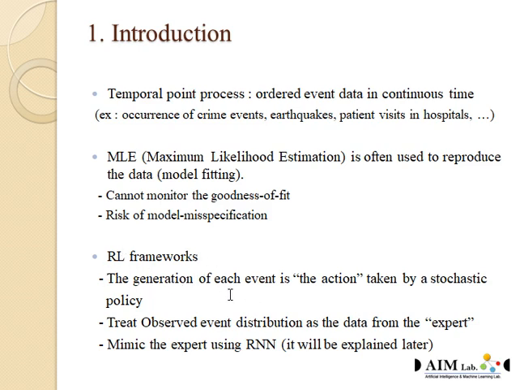The generation of each event is the action taken by a stochastic policy. For details, I will explain later, but the action is the time interval between two events, and we treat the observed event distribution as data from the experts. It is an assumption. The real data set comes from the expert policy. So we mimic the experts using policy gradient with RNN.